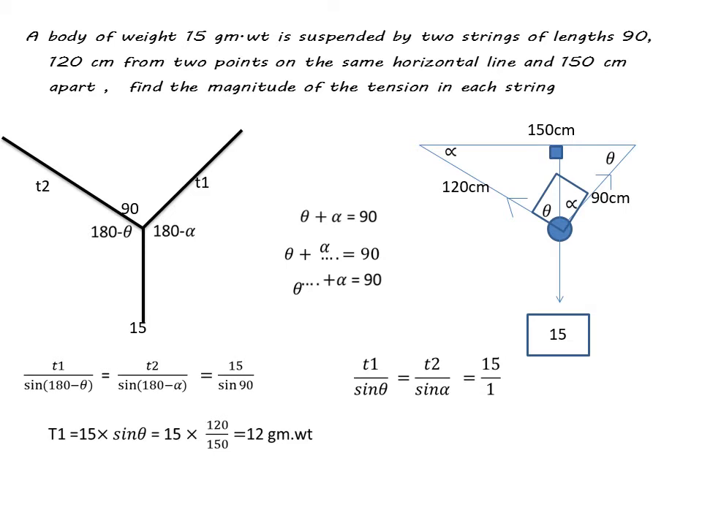Look at the right angled triangle here, it's opposite over hypotenuse, meaning 120 over 150. How to find sine alpha? It's also using the same triangle, it will be 90 over 150. That means finally I can find T1 equal 12 gram weight and T2 equal 9 gram weight.